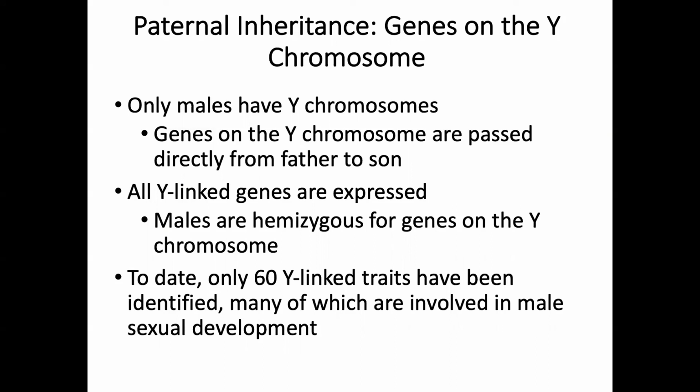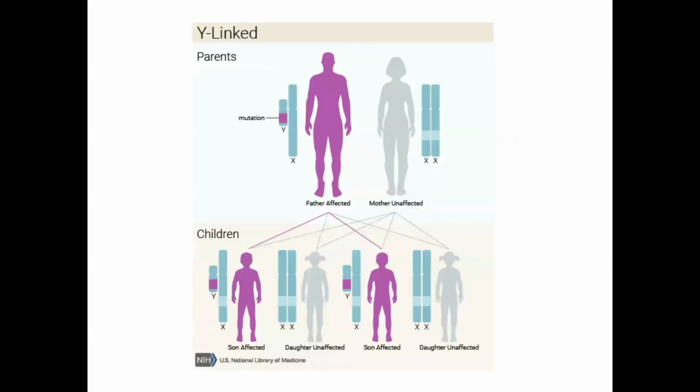Up to now, about 60 Y-linked traits have been identified, and many of them are involved in male sexual development. But why is that? Because most male sexual development genes are located on the Y chromosome. So you can see Y-linked inheritance is rather simple here. Only fathers and sons can be affected, and all the sons of an affected father are affected.